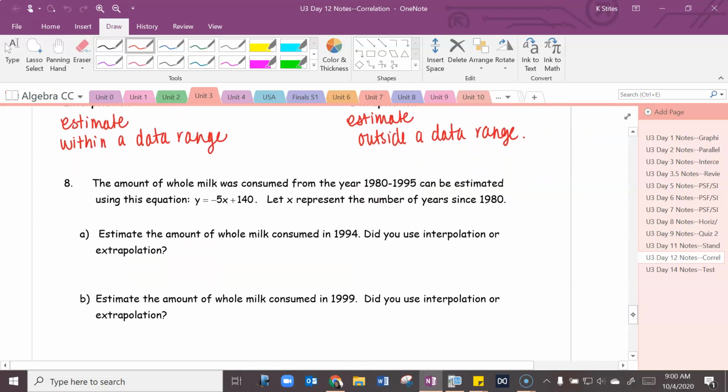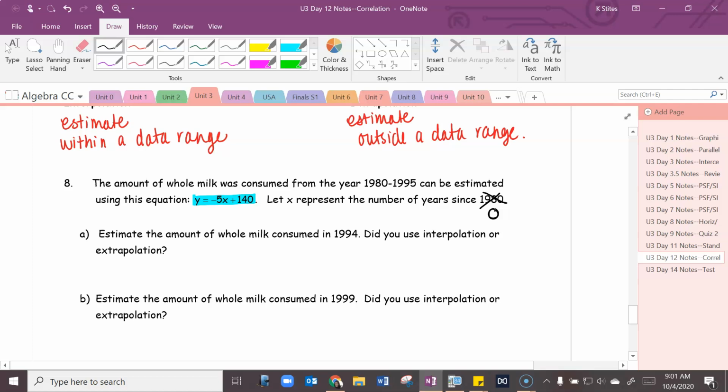The amount of whole milk consumed from the year 1980 to 1995 can be estimated using this equation right here. We are going to let X represent the number of years since 1980. This means that 1980 is going to be like our starting year. We're going to call that 0, year 0. Estimate the amount of whole milk consumed in 1994. Did you use interpolation or extrapolation?